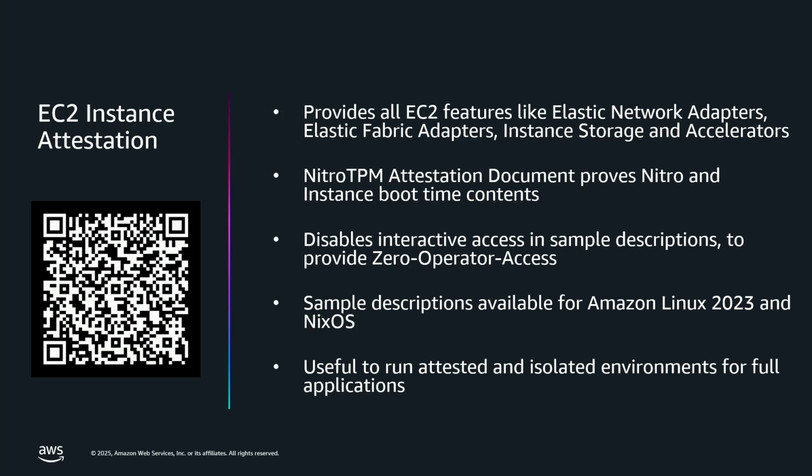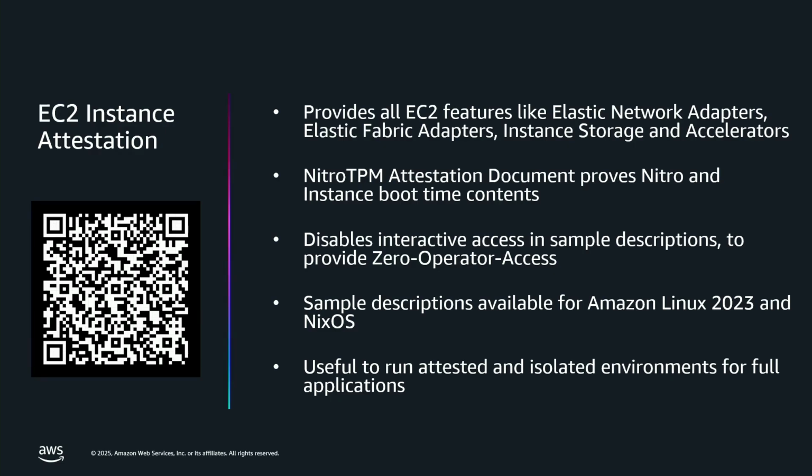Same as, like, Auto Scaling groups, right? Everything is just, from an EC2 point of view, these things are just AMIs. They're just normal machine images. The Nitro TPM attestation document proves the two dimensions, right? It proves that you are running on the Nitro stack with no AWS operator access, and it proves that you are running exactly the image that you built.